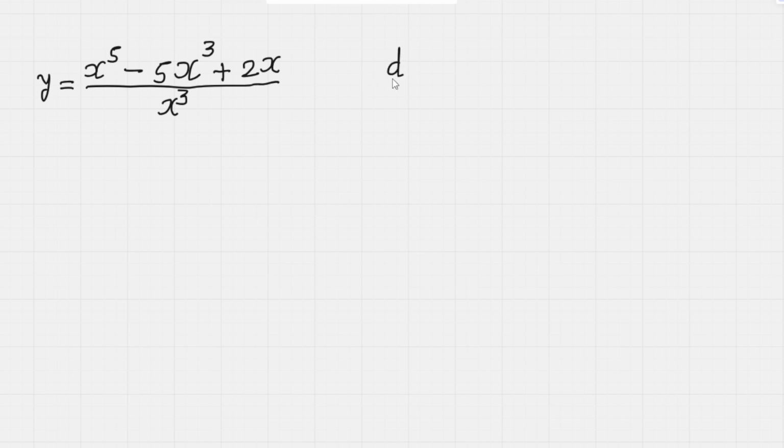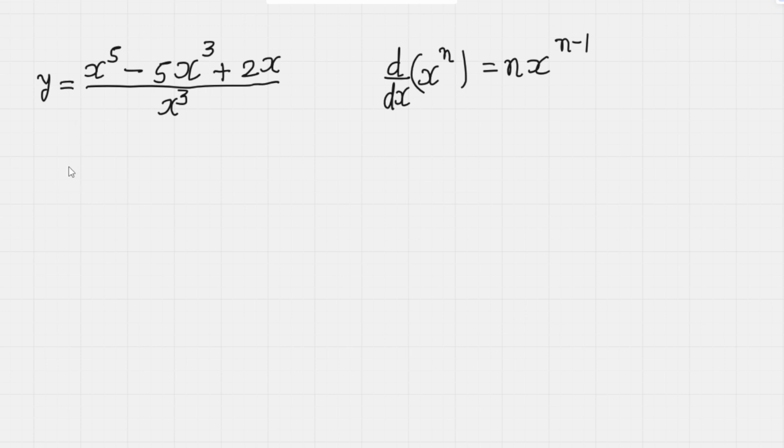If we want to find the derivative of x raised to n with respect to x, meaning d by dx of x raised to n, then it would be n times x raised to n minus 1. This is the power rule. This rule we are going to use here today.